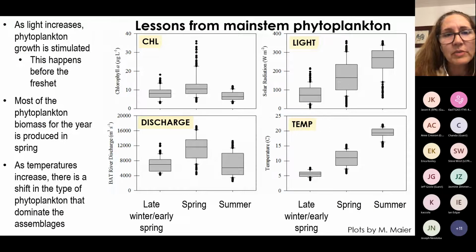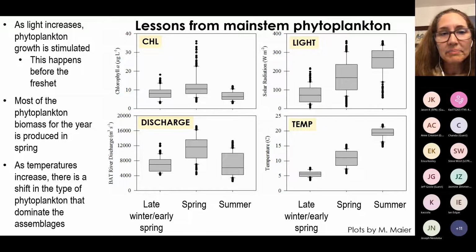So, lessons that we know from the Mainstem about the relationship between river flow, nutrients, and light and temperature. This is showing some combination plots we've made over the years, binning the different time periods from late winter and early spring, when productivity usually starts to get going, into the spring when it's the highest, and then the summer when it declines again. The spring is when chlorophyll and phytoplankton biomass is the highest. It accounts for most of the productivity for the whole year.